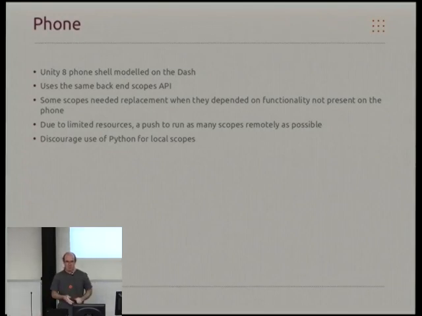mainly because the interpreter takes a fair bit of memory, and if we try to shut down the scopes while we're not using them, it can take a while to start up. But we're still heavily using Python on the remote end, so it's a bit of a juggling act. We still realise that we need to provide easy to use languages for writing some of these things.